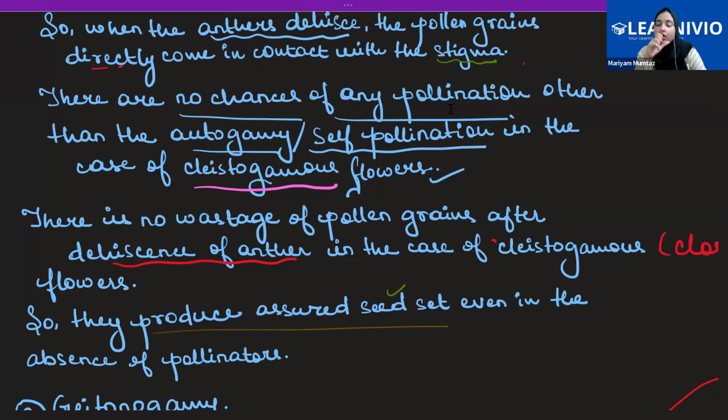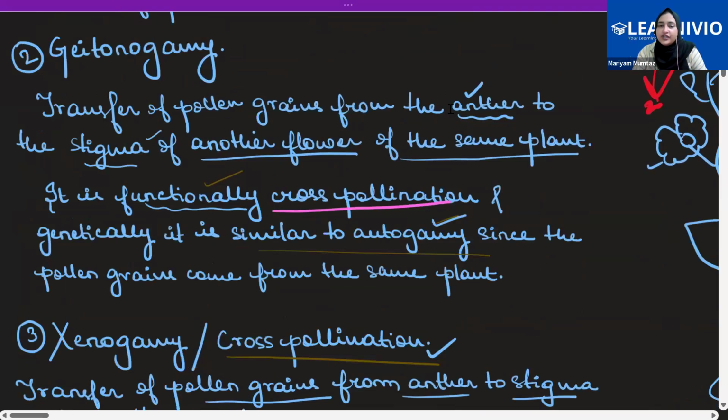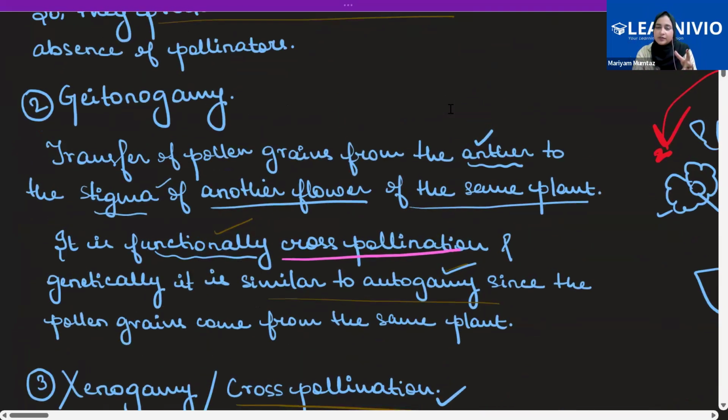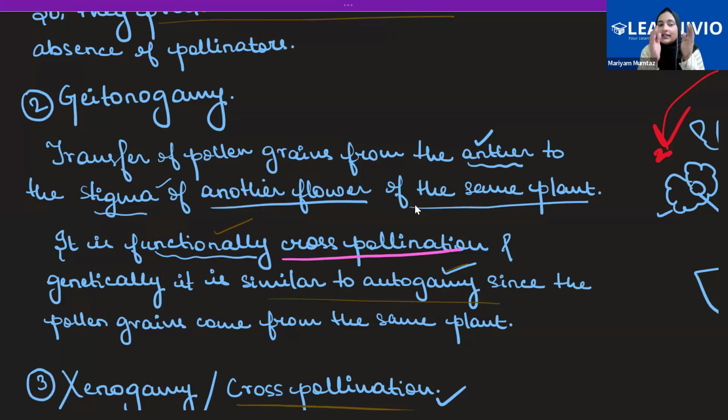Okay, so after autogamy comes the next type of pollination called geitonogamy, which is sort of like cross-pollination, but not actually. In this case, the transfer of pollen grains takes place from one flower to another flower, but the plant is the same. So if I talk about the genetic nature of the pollen, will it be the same or different?